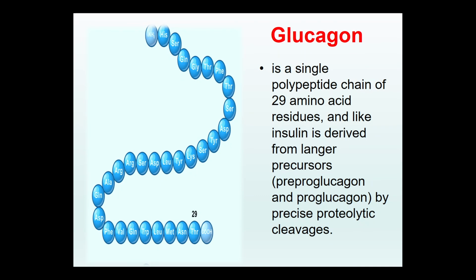Now the hormone which is produced in the alpha cell, vice versa. The main function of this hormone, glucagon, is increasing the glucose concentration in the blood. Glucagon is a single polypeptide chain of 29 amino acid residues, and like insulin it is derived from a longer precursor, pre-proglucagon, and after that proglucagon, and only after that, at last, active glucagon by limited proteolytic cleavage.